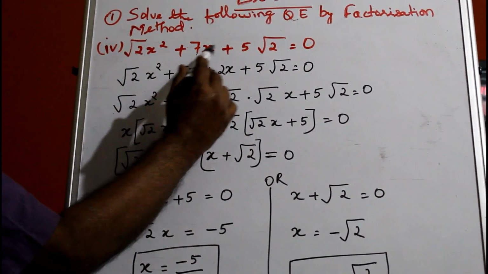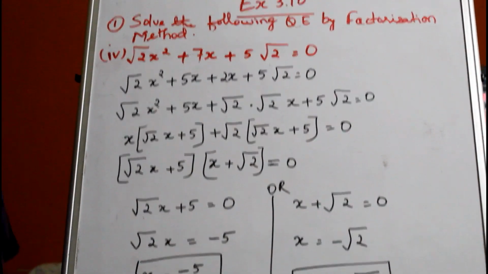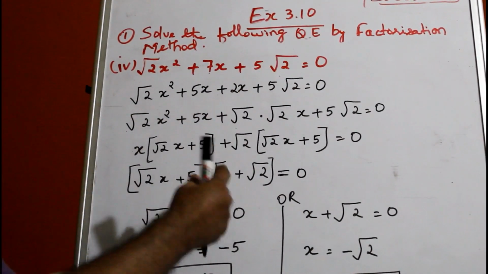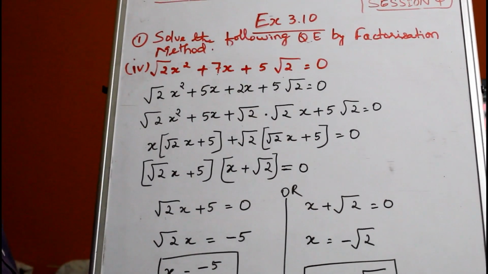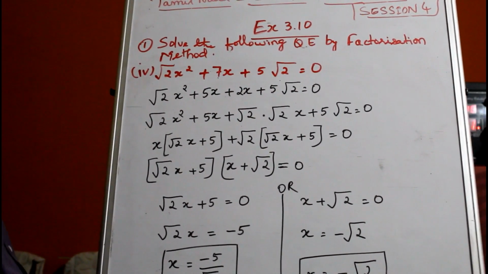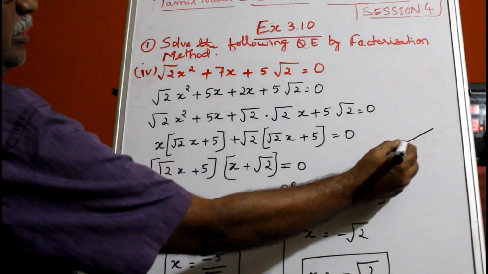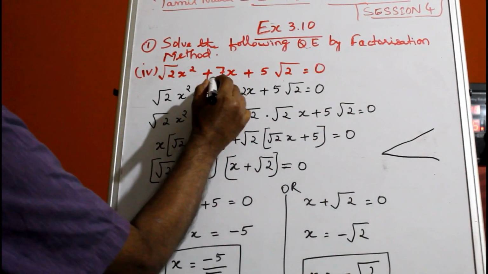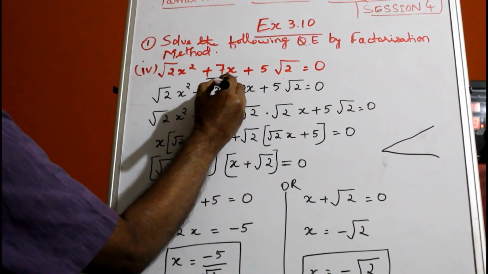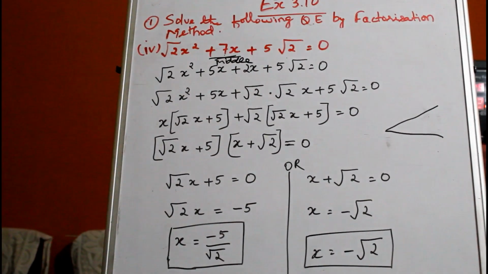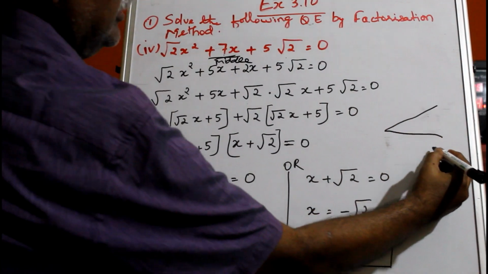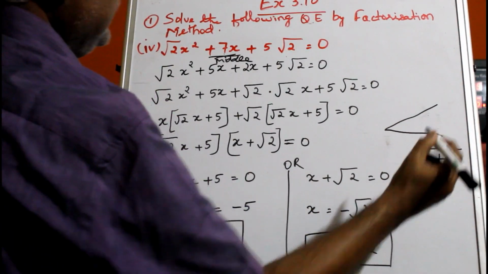Root 2 x square plus 7x plus 5 root 2 equal to 0. This is already given in the standard form: x square, x and a constant. Don't worry about the root 2 and all. The method is almost similar. So what you do is you put a v. And this is called the middle term. We call this the middle term. This is also called the splitting the middle term method. So this 7 you put in the middle, with this sign, plus 7.